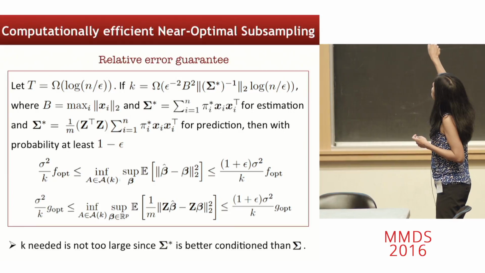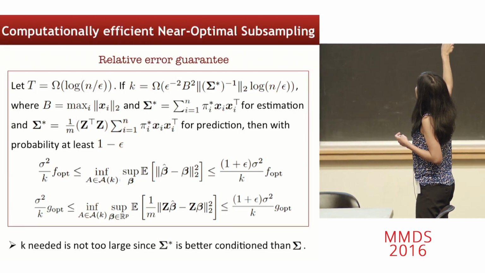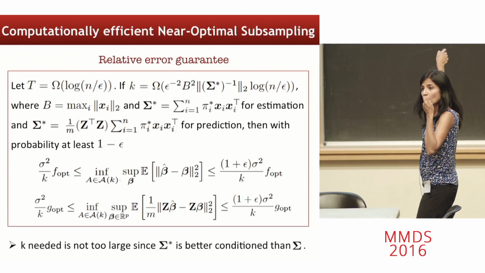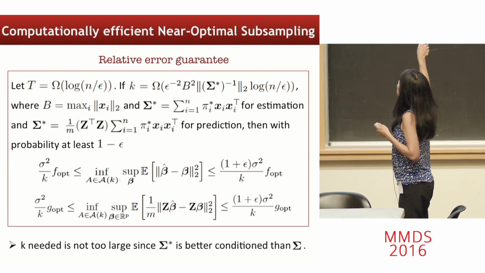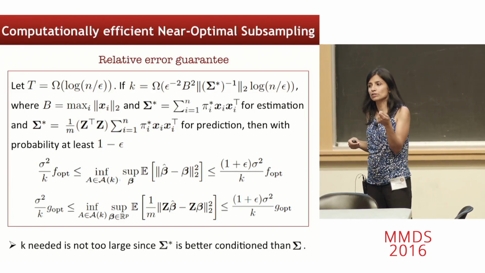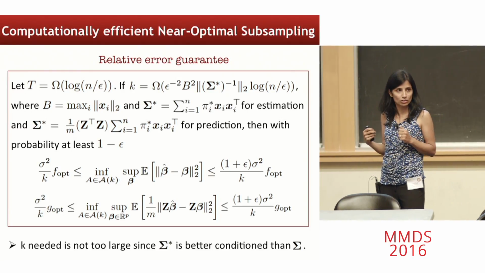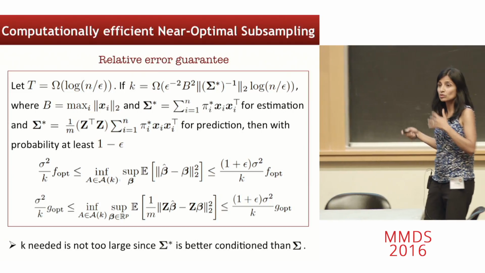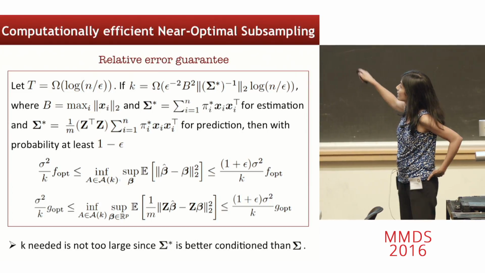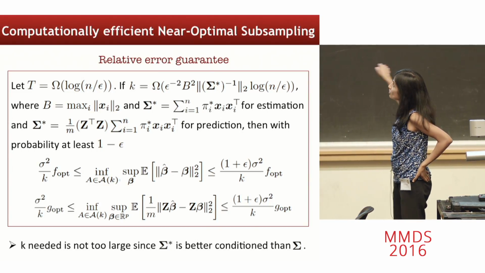How large k needs to be does depend on sigma star inverse, but sigma star is actually the covariance matrix of the points that are weighted by the best possible sampling distribution. So it actually tends to be well conditioned. It's not as badly conditioned as the original points. Okay, so you do need k to scale like something, which is not too bad, but you get this relative error approximation.